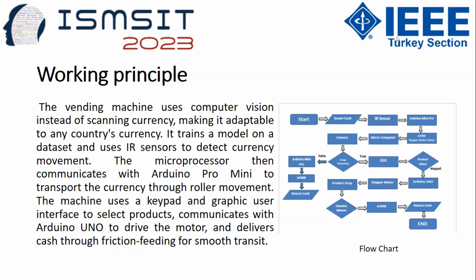The product will be selected with the keypad, and then the Arduino Uno, which is used for dispensing products. And actually, there are 10 pins here which are connected to stepper motors to dispense the products. And after that, in return, the Arduino Pro Mini is responsible for the reliable remaining cash transaction.